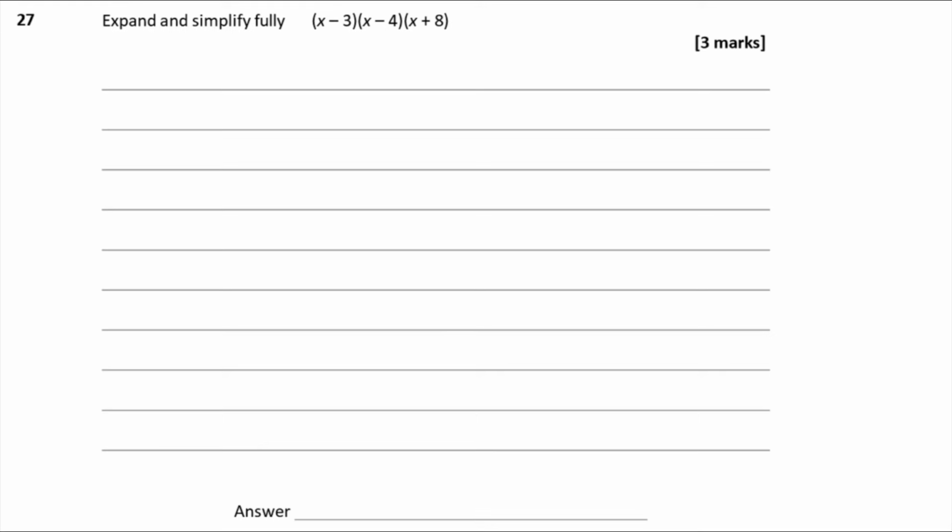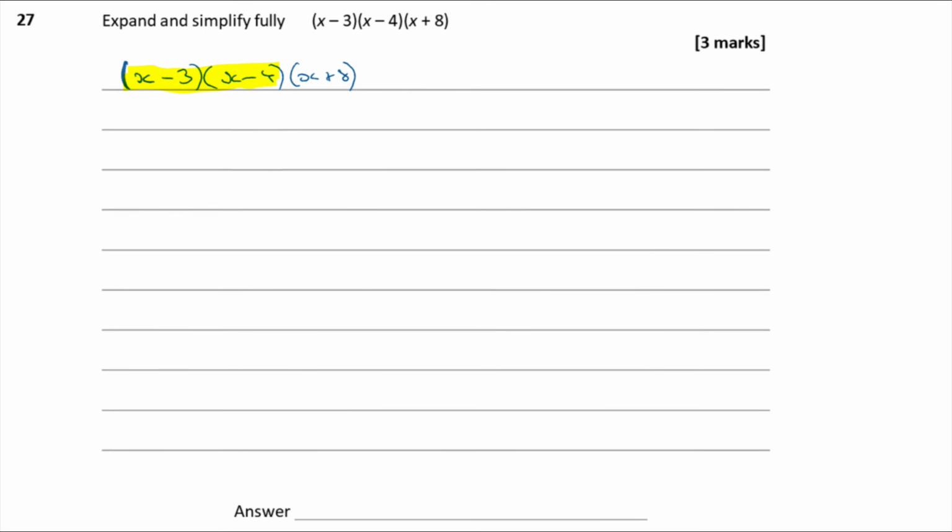316,368. Question 27. Expand and simplify fully x minus 3 times x minus 4 times x plus 8. Okay, right, so I've got triple brackets here. I'm just going to write out again down here. So x minus 3, x minus 4, x plus 8. Now you can't really do 3 brackets all at once. You're just going to have to pick 2 brackets and multiply them out first. And then whatever you get, then you multiply it by the third bracket.